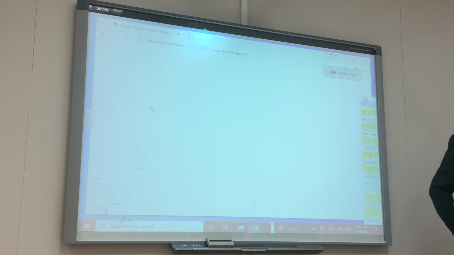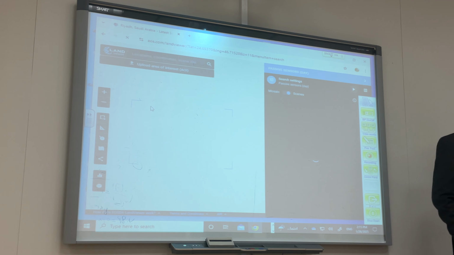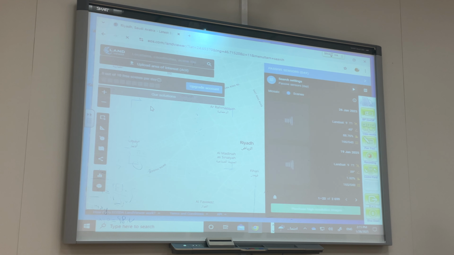Active remote sensing can be done at night, true or false? Yes, you can do it because it does not depend on the sun. It has its own source, so you can do it at night as well.